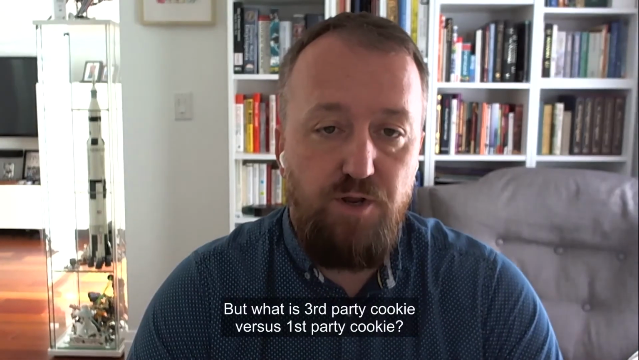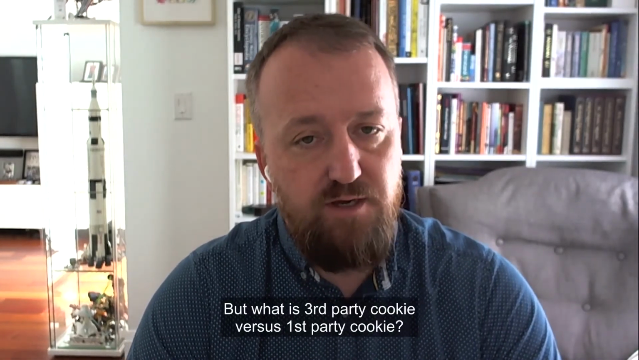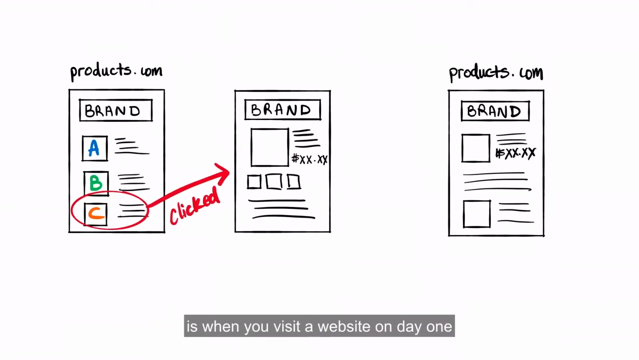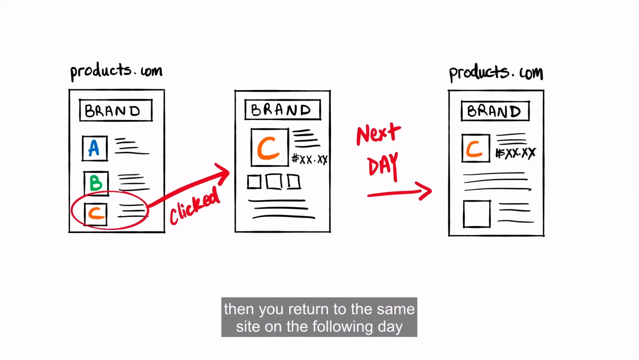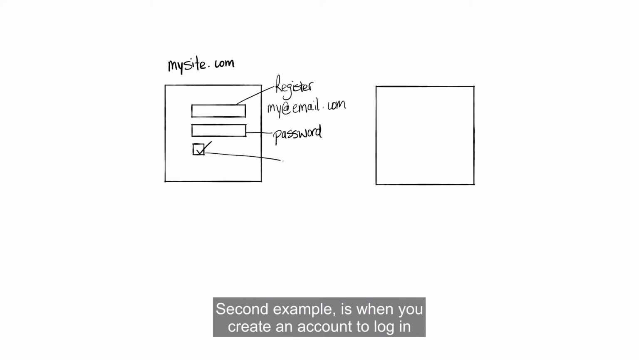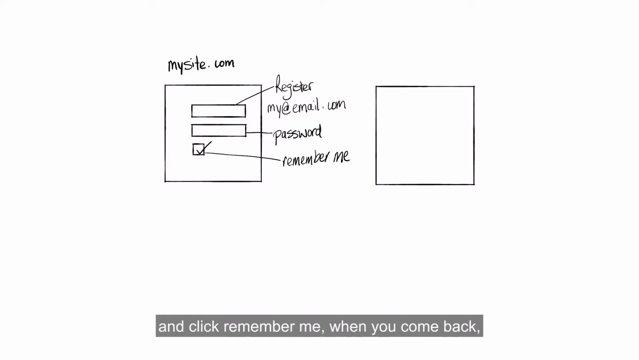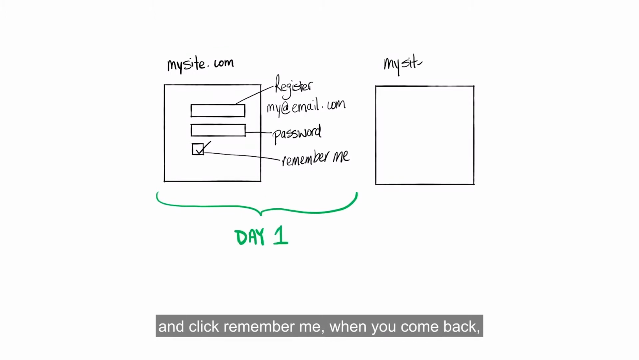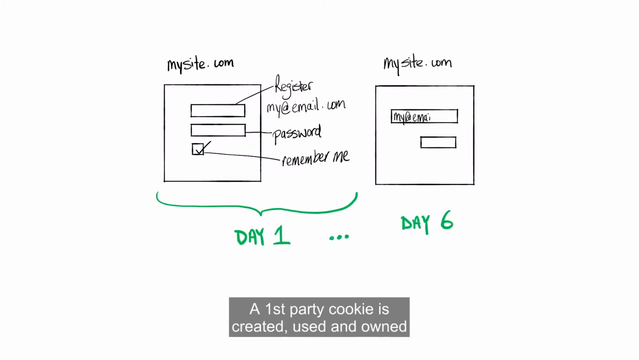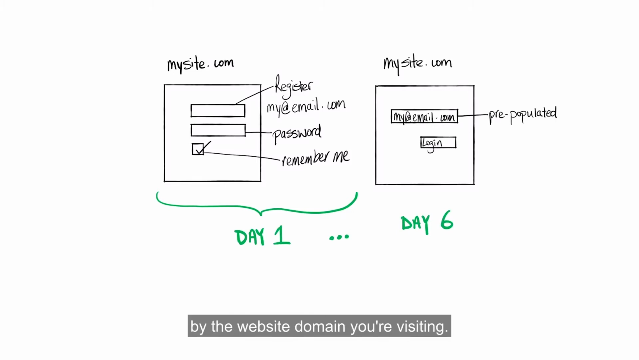But what is a third-party cookie versus a first-party cookie? One example for first-party cookie implementation is when you visit a website on day one and click on a product. Then you return to the same site on the following day and see the product highlighted with an offer. A second example is when you create an account to log in and click Remember Me. When you come back, your username is already pre-populated in the login field. A first-party cookie is created, used, and owned by the website domain you are visiting.